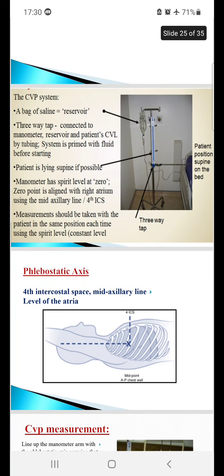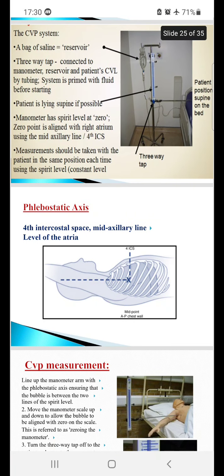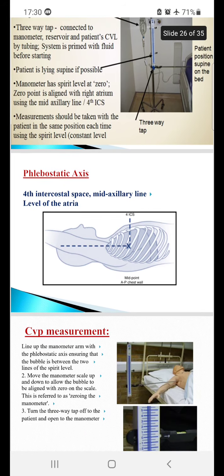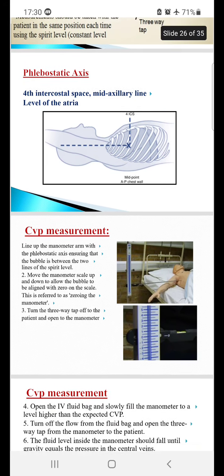The patient is supine if possible. The manometer has a spirit level, and the 0 point is aligned with the right atrium using our landmark, the mid axillary line at the fourth intercostal space. Our measurement must be taken at a constant level, the phlebostatic axis, which is the fourth intercostal space at the mid axillary line.